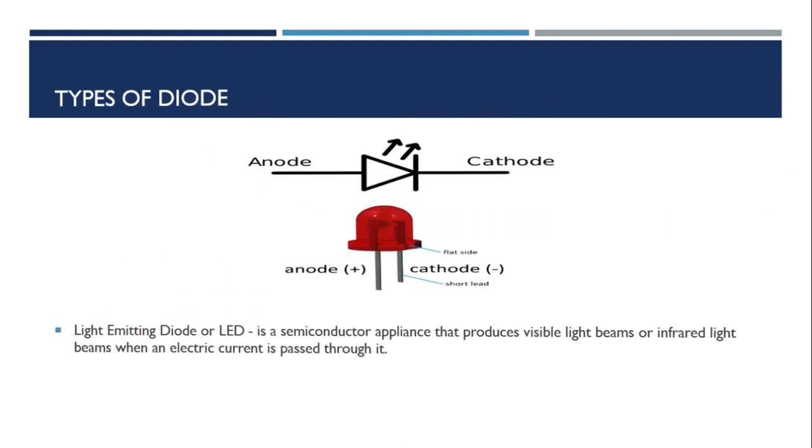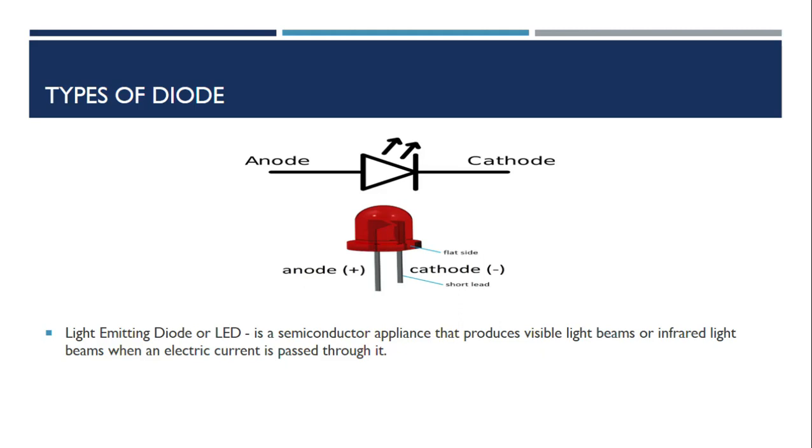Another type of diode is known as LED. A light emitting diode, or LED, is a semiconductor appliance that produces visible light beams or infrared light beams when an electric current is passed through it. Visible LEDs can be seen in several electronic devices such as microwaves, number display lights, brake lights, and even cameras. LEDs come in various colors like orange, red, yellow, green, white, and blue.